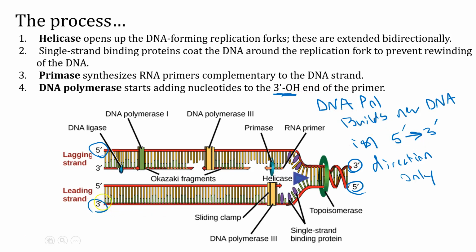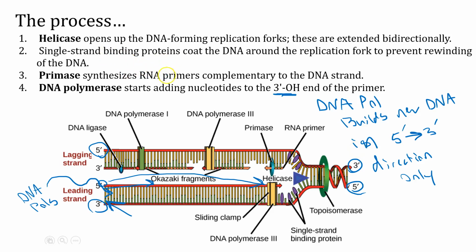So in this case, here's the 3' end, and DNA polymerase on this particular strand can just go ahead and bind to the primer, and then as it runs along, it's always reading off of the 3' end, and it's building in the 5' to 3' direction. So that's pretty simple.